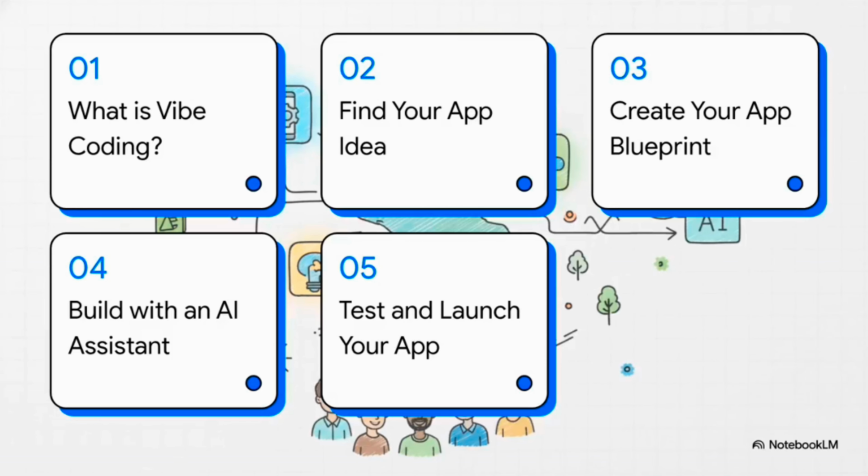So here's what we're going to cover. We'll walk through 5 simple phases that'll take you from just an idea in your head to a fully launched app. We're going to start with what vibe coding even is, then how to find your big idea, create a plan for it, build it with an AI, and finally get it out into the world for everyone to use. It's a simple roadmap to becoming a creator.